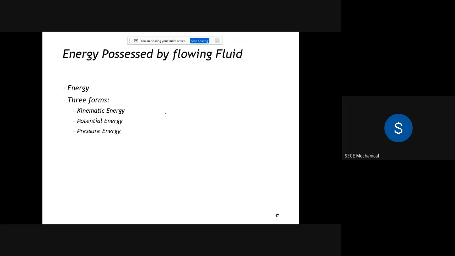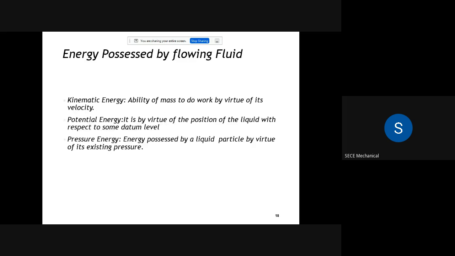The next topic is energy possessed by flowing fluid. There are three different forms of energy: kinetic energy, potential energy, and pressure energy. So what is kinetic energy? It is the ability of mass to do work by virtue of its velocity. The energy due to the velocity of the flowing fluid is called kinetic energy.